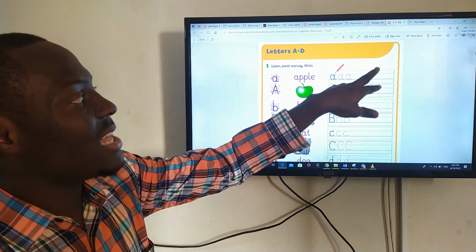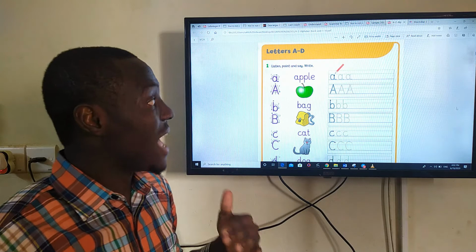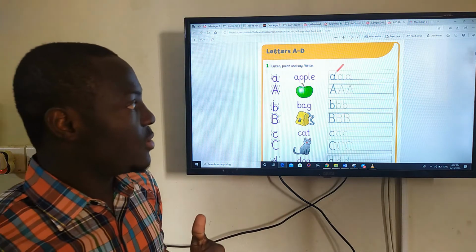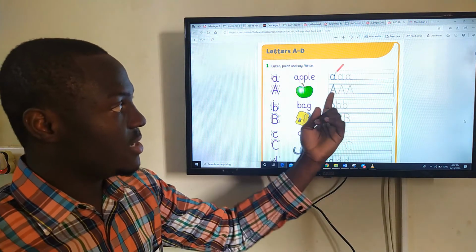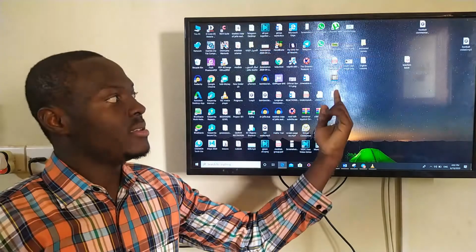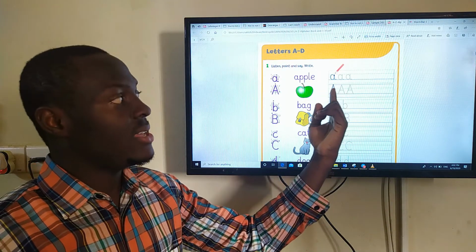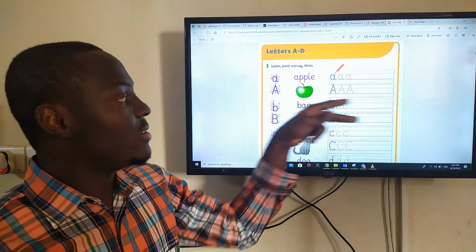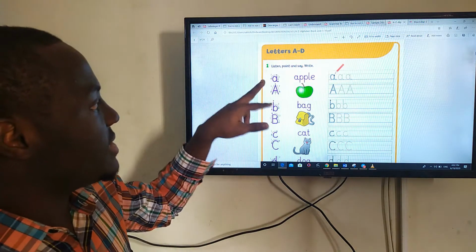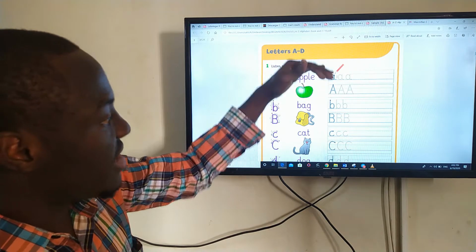And the essence of these lines is to help you differentiate between upper and lower cases, because you can see this one is being written from a height, and this one is shorter than that. So that is the essence of these lines. So basically, this example I've given here runs through the book.